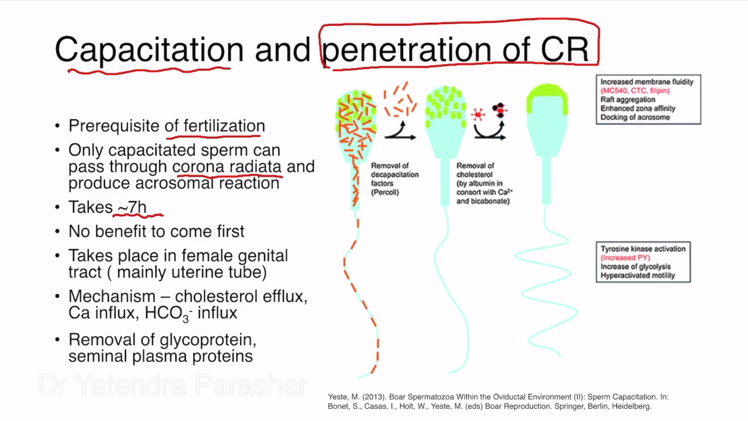Only capacitized sperms which have passed 6 to 7 hours in the female genital tract are able to penetrate the corona radiata, and this capacitation takes place in the female genital tract, mainly in the uterine tube. And the mechanism of capacitation includes the efflux of cholesterol from the plasma membrane of the sperm head, calcium influx, bicarbonate influx. It causes the removal of glycoprotein cover from the surface of the sperm and removal of seminal plasma proteins from the sperm.